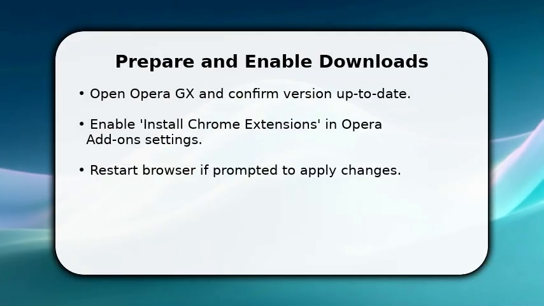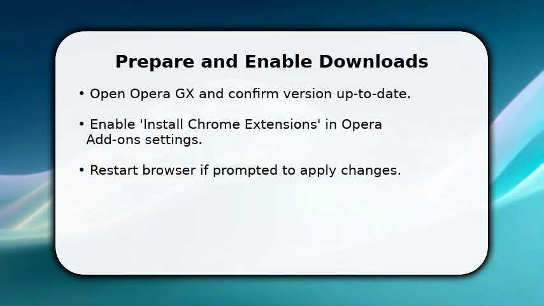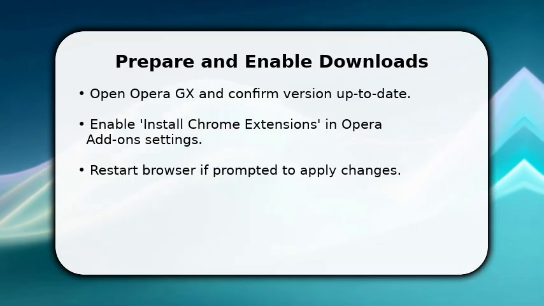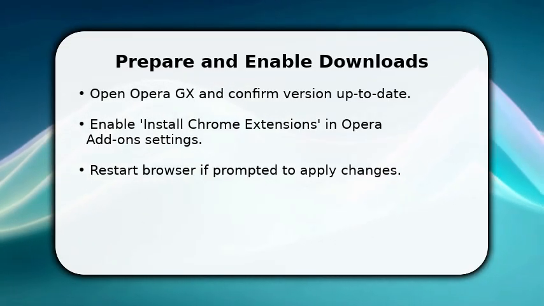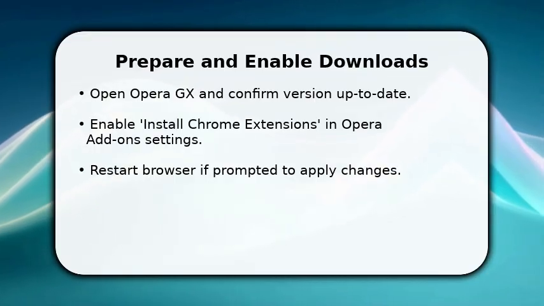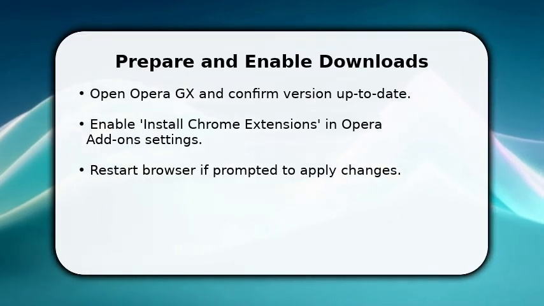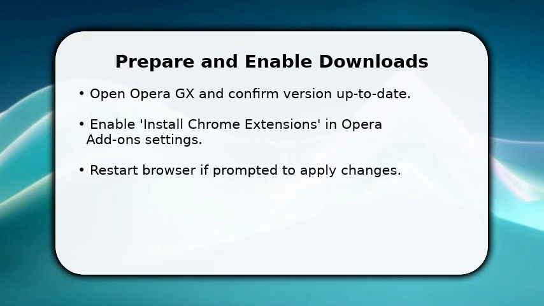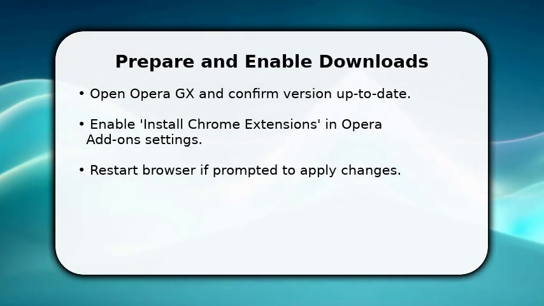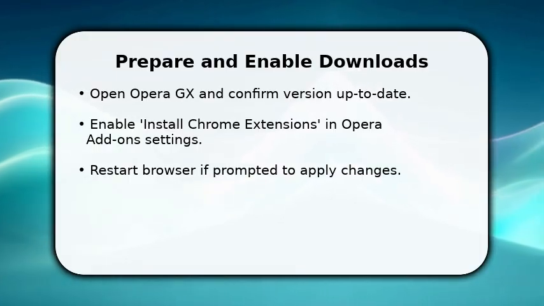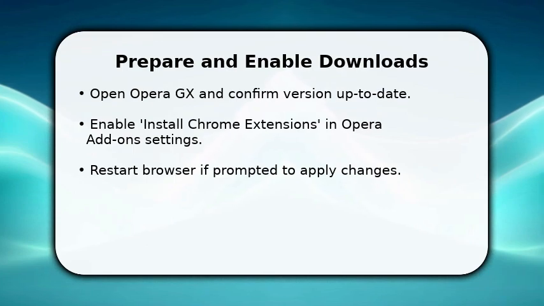You start by confirming Opera GX is current and ready. Open the browser, go to Settings, and enable the Install Chrome Extensions toggle in the Extensions or Add-ons area. Once done, make sure to restart Opera GX if it requests a relaunch so the bridge feature loads correctly. You're doing this because Opera needs that compatibility layer to accept Chrome-based packages. Without it, the extension store integration won't appear or install correctly.